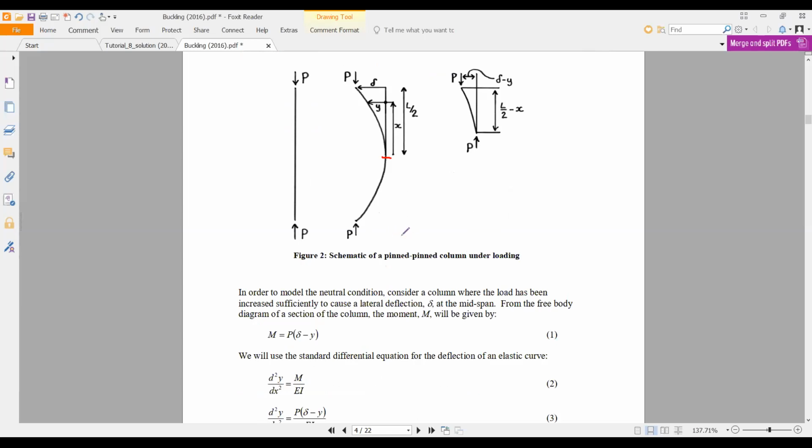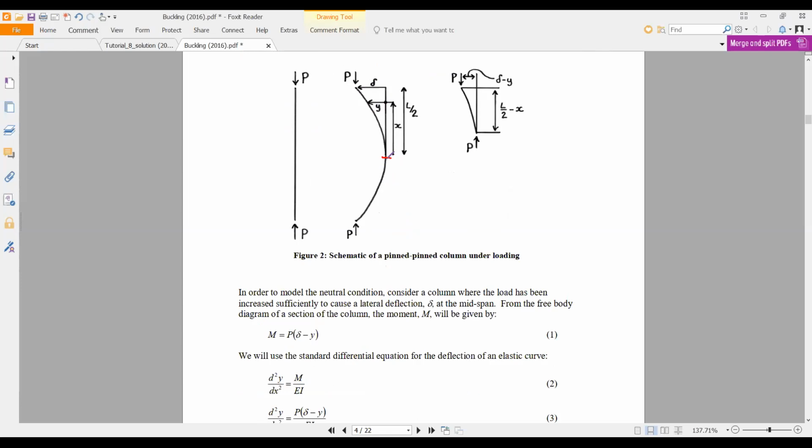So we can get the bending moment around this point. When we consider the bending moment around this point, what is the bending moment? P times delta. Am I right? Yes, sir. Okay, P times delta.